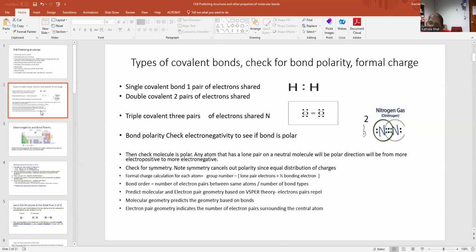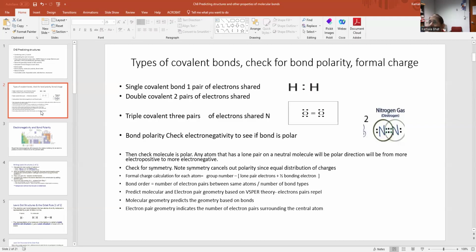The calculation for formal charge is the group number of the element, take away the number of lone pair electrons assigned to a single atom, plus 1/2 the bonding electrons. This is because each element brings its own electron for sharing to form a bond, but the lone pair is not used up and belongs to the atom itself, and therefore you can find the formal charge.